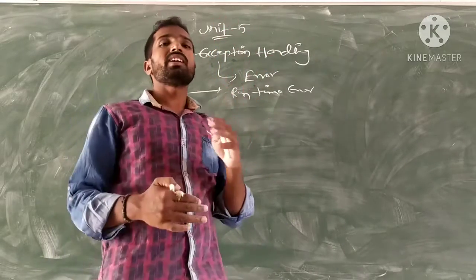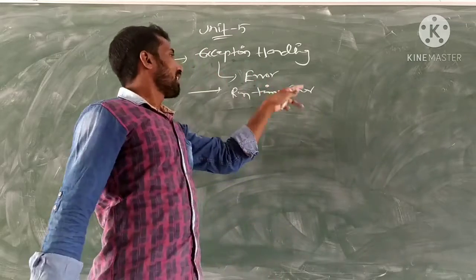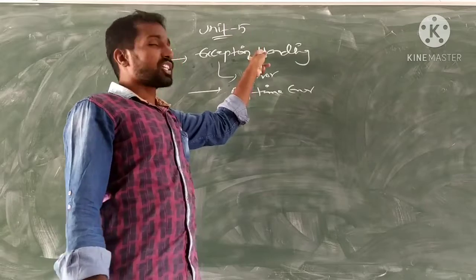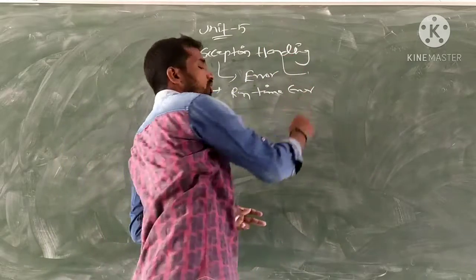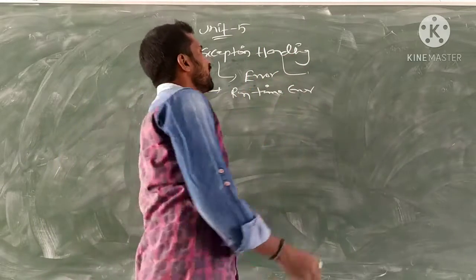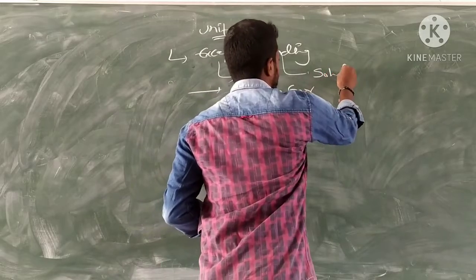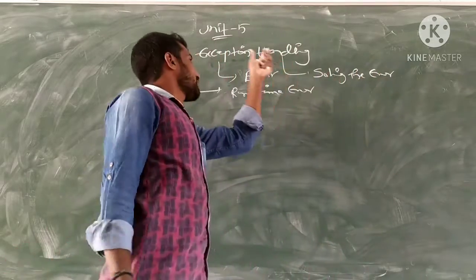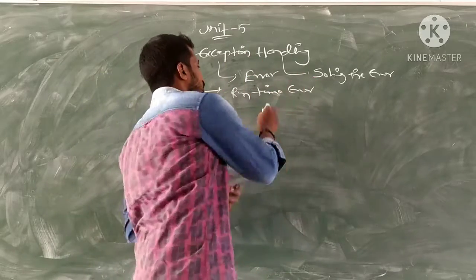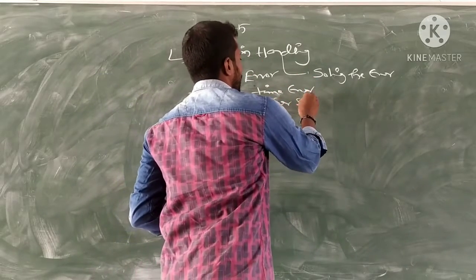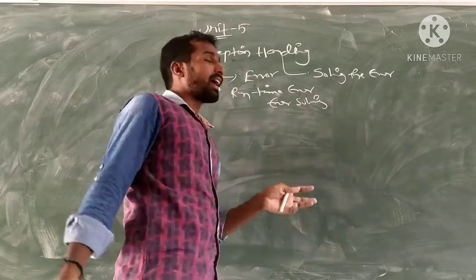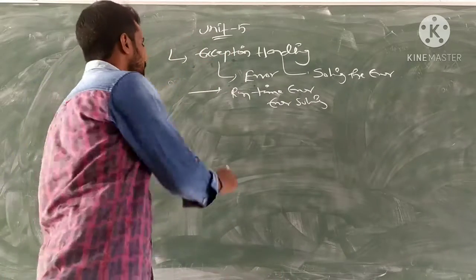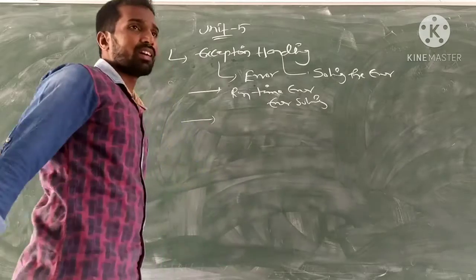When the program is running and an error occurs at runtime, that error is called an exception. Exception handling means solving the exception, solving the error. This is the topic we have: exception handling for runtime errors.